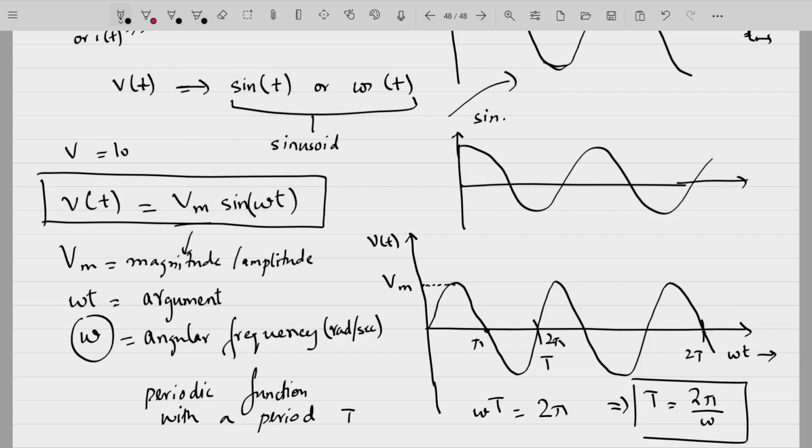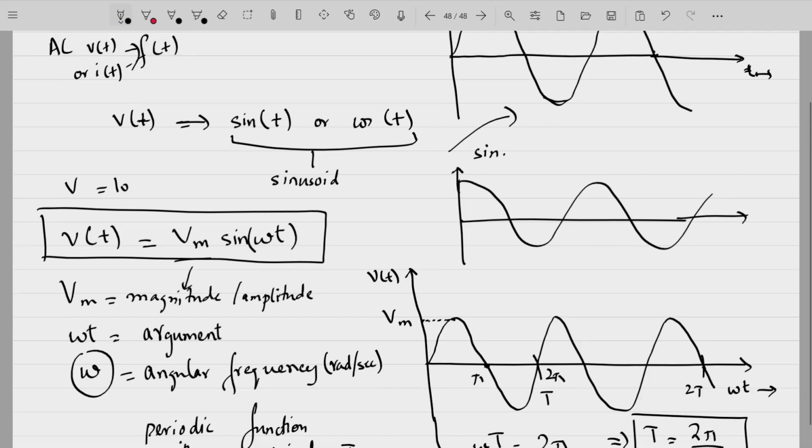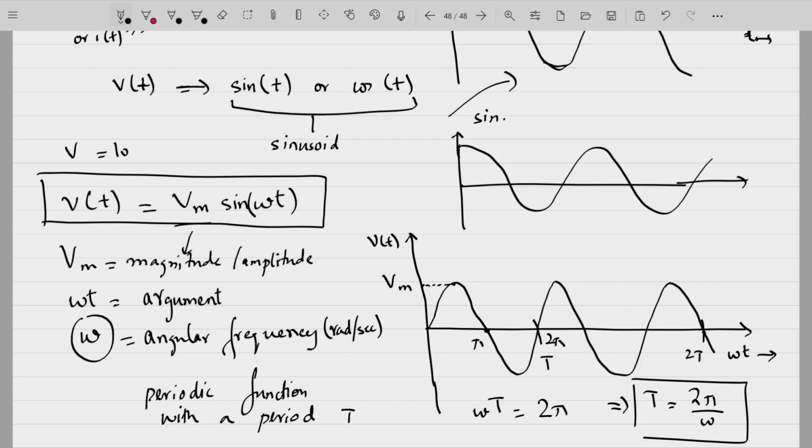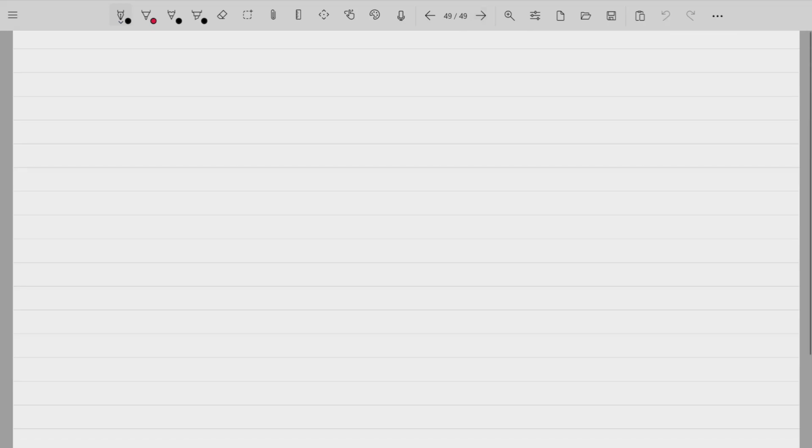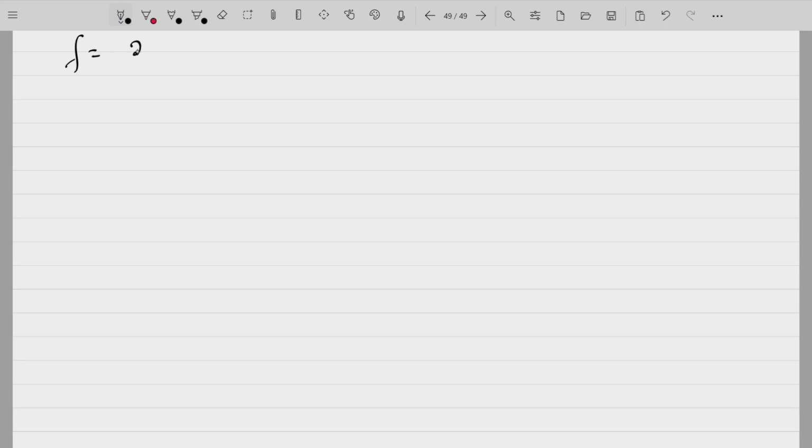So after every time period capital T, your function is repeating. So your function is now a periodic function having a period of time capital T equal to 2 pi divided by omega, where omega is the angular frequency of this particular function. Also, you already know that with the periodic function is also associated the frequency f. f is simply given by 1 divided by T. Substituting this value, f will be equal to omega divided by 2 pi, or omega is equal to 2 pi f.